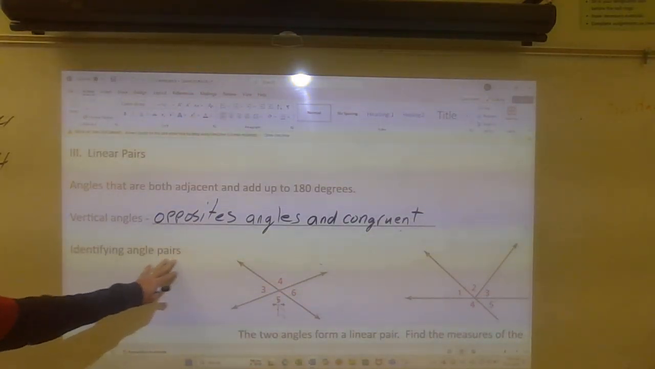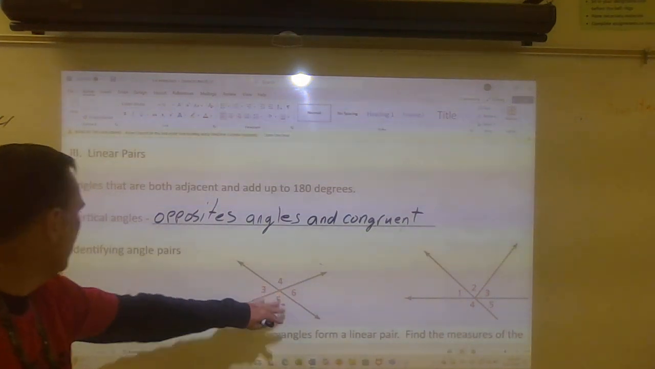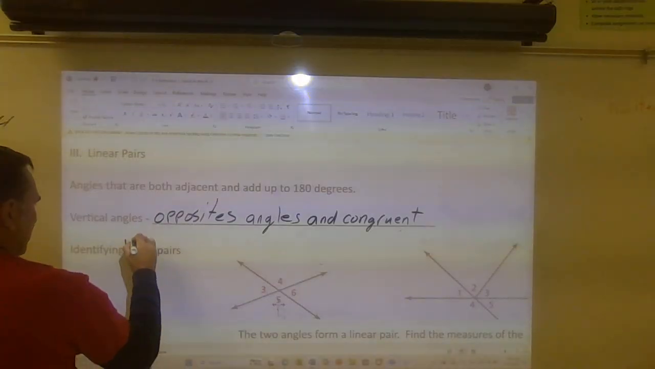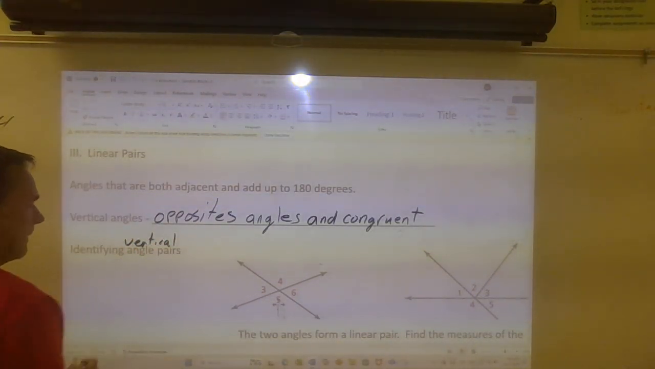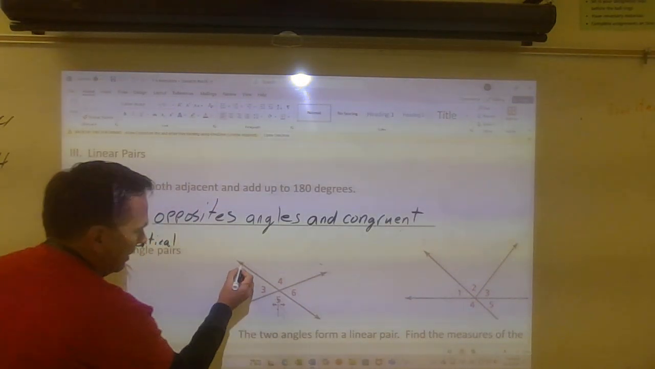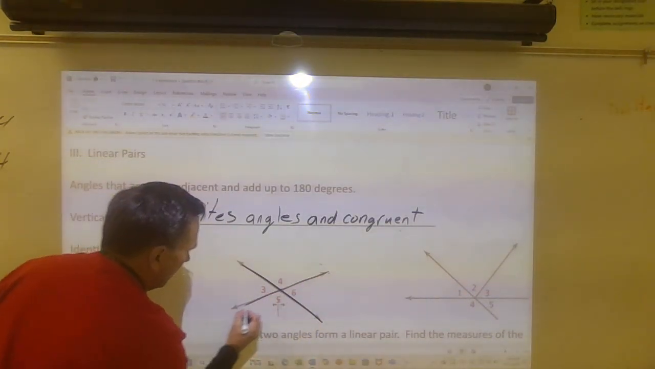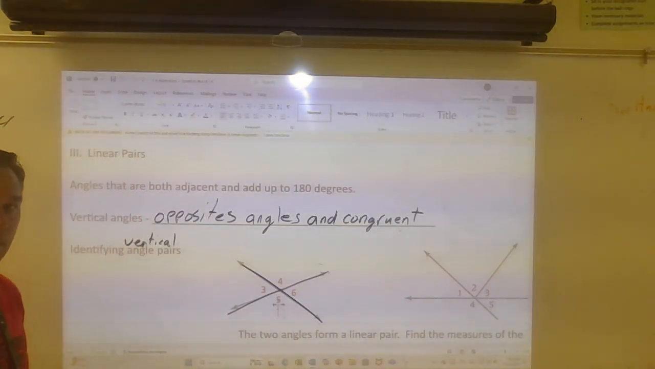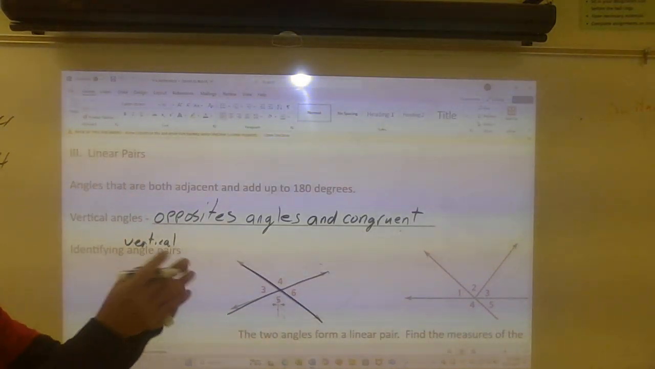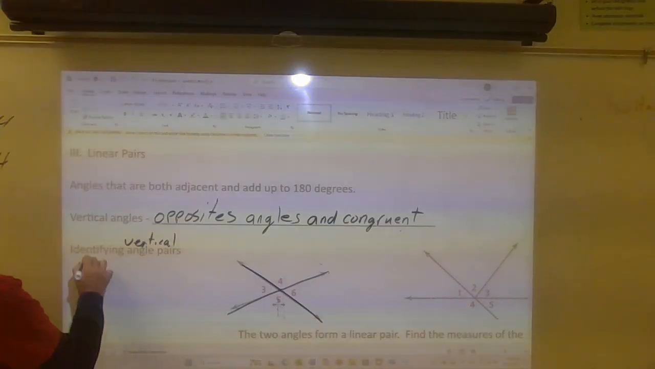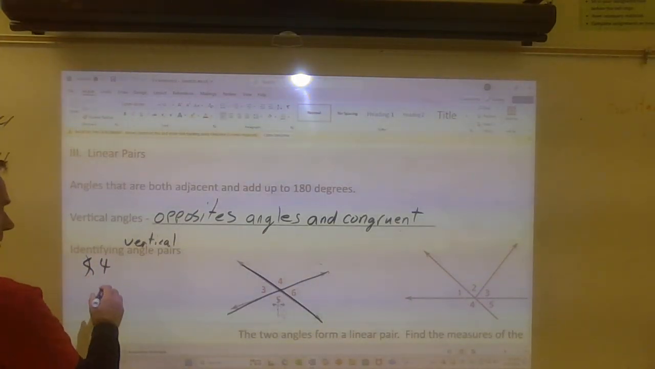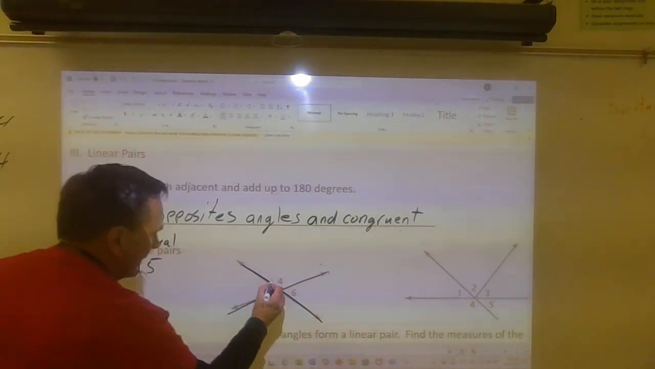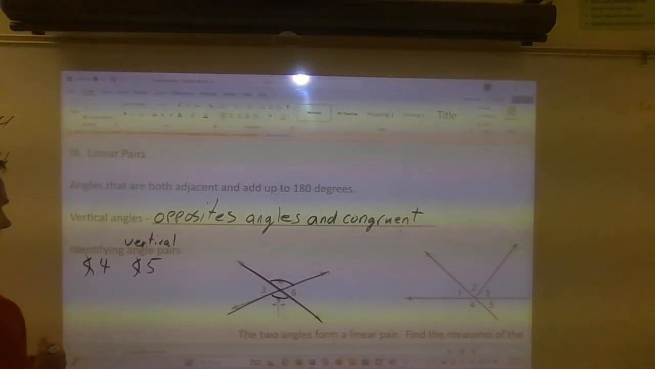So if we're looking at identifying angle pairs here, or actually my vertical angle pairs, we want to look at that right there. Angle 4 and 5 are opposites. Think about when you're sitting opposite someone at a table. You're looking directly across from them. So we have one pair of angles, vertical angles, which are angle 4 and angle 5, which means these are congruent.